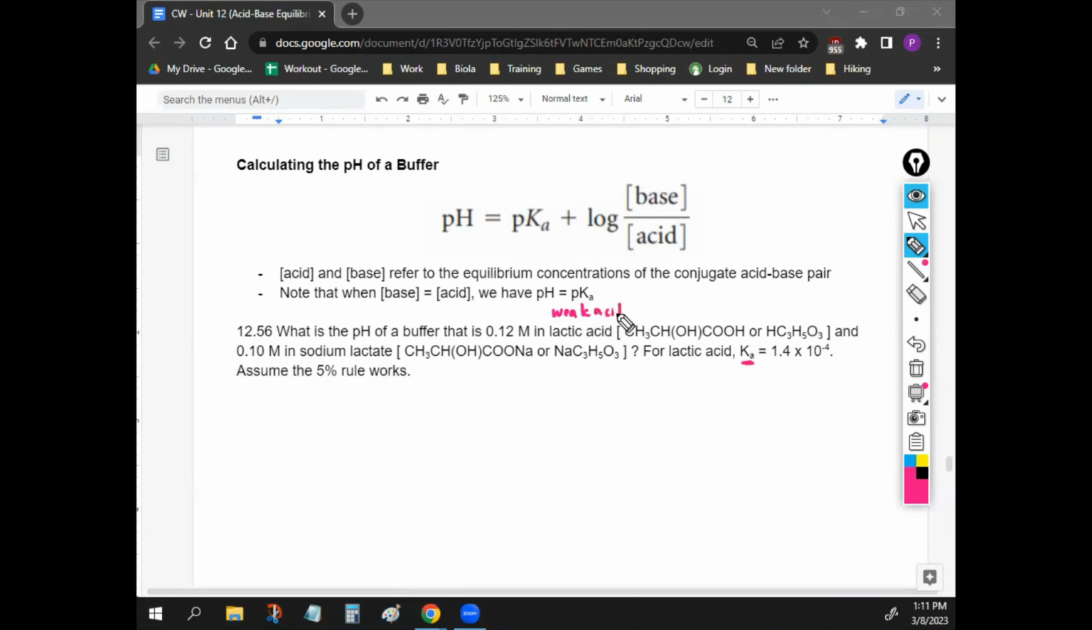So lactic acid is a weak acid. Now if we take a look at sodium lactate, what type of compound is this? First of all, is this an acid? No. Is it a base? No, it's not. So this is neither. However, if you notice, it doesn't have a Ka value, right? So if there's no Ka value, we can assume that this is going to dissociate completely.